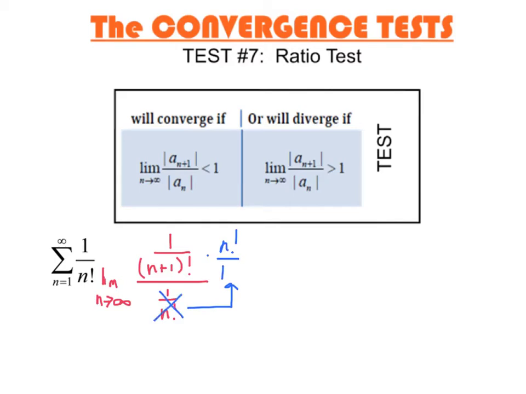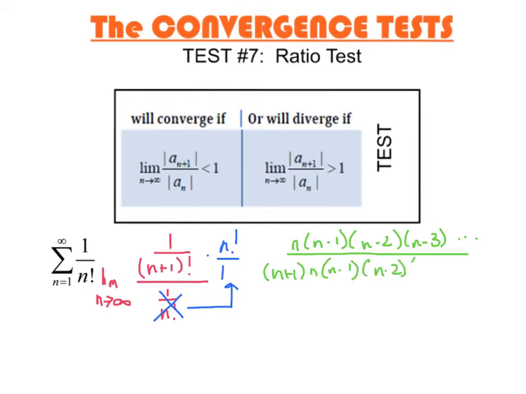Okay, cross this out. Well, n factorial divided by n plus 1 factorial, if I could just make a little note here, n factorial is n times n minus 1 times n minus 2 times n minus 3, and so on. And of course, n plus 1 factorial is n plus 1 multiplied by n, multiplied by n minus 1, multiplied by n minus 2, and so on.